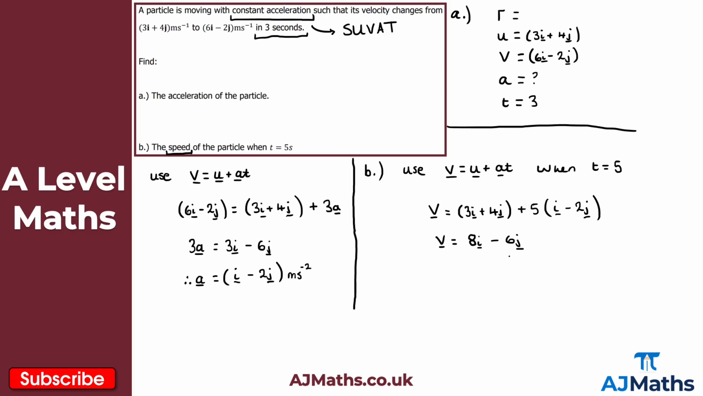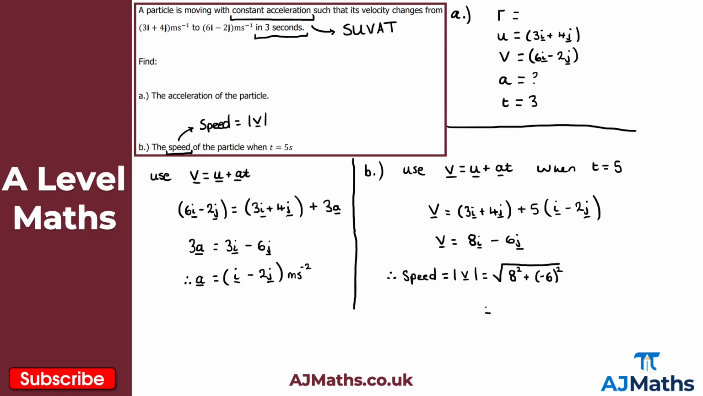Now be careful, that isn't the question done, because like we said, we now need the magnitude of this velocity vector. So let me make a note of that here. Speed is equal to the magnitude of my velocity vector. So speed is equal to the magnitude of v. And like we said, that's simply an application of Pythagoras. It's going to be the square root of 8 squared plus minus 6 squared.